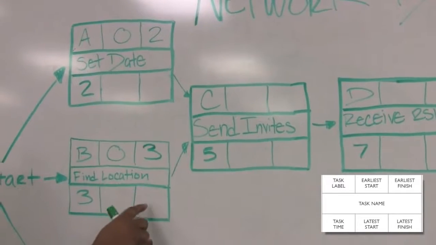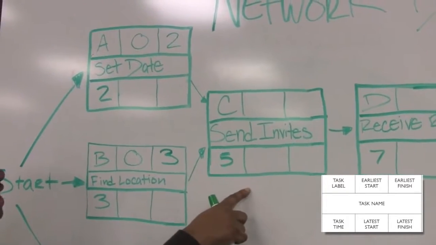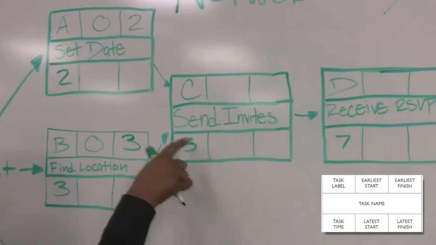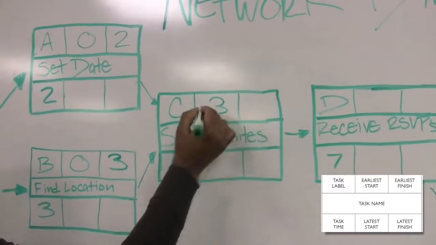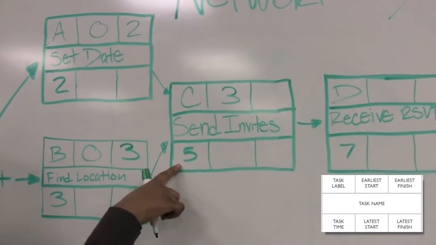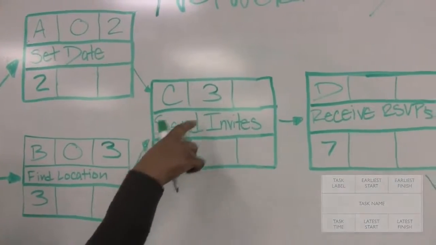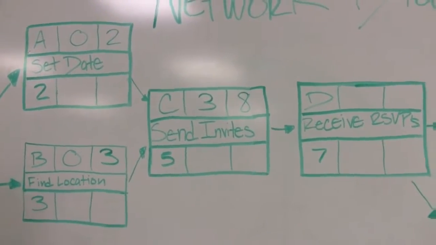Out of these 2 boxes, we want to take the largest number, because that's the soonest the second step could start. So for send invites, task C, the soonest that can begin would be on the 3rd day. The time that it would take for this is 5 days. So we would add 5 plus 3, and the earliest that this could be done would be on the 8th day.